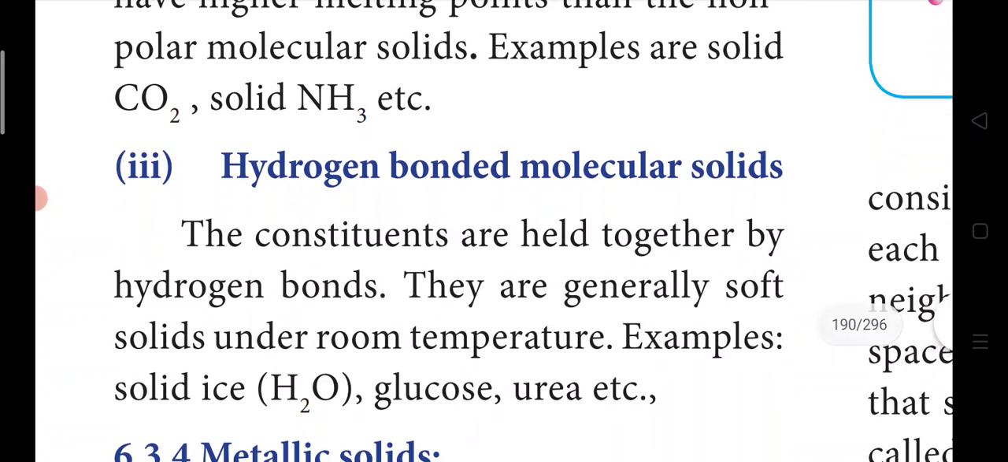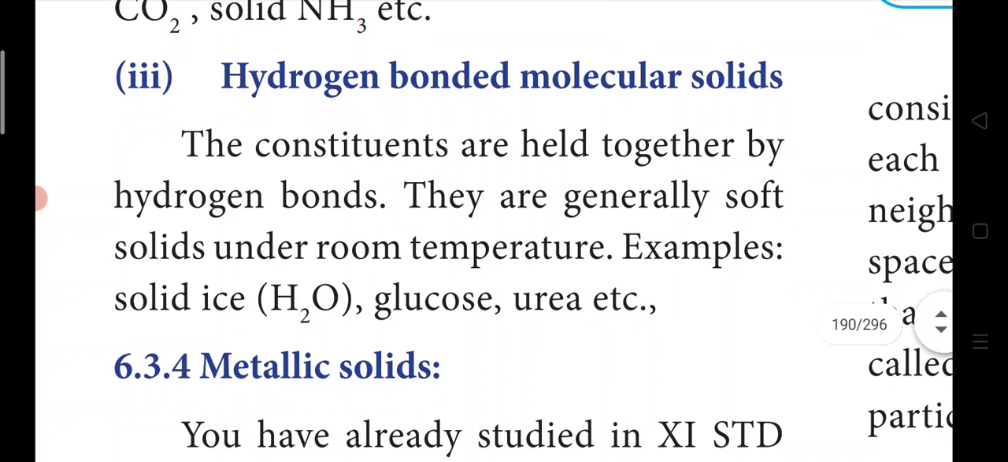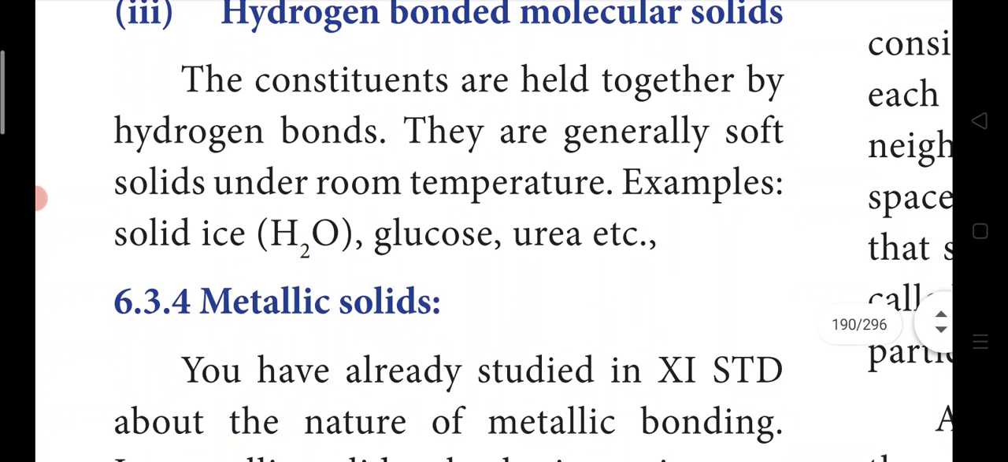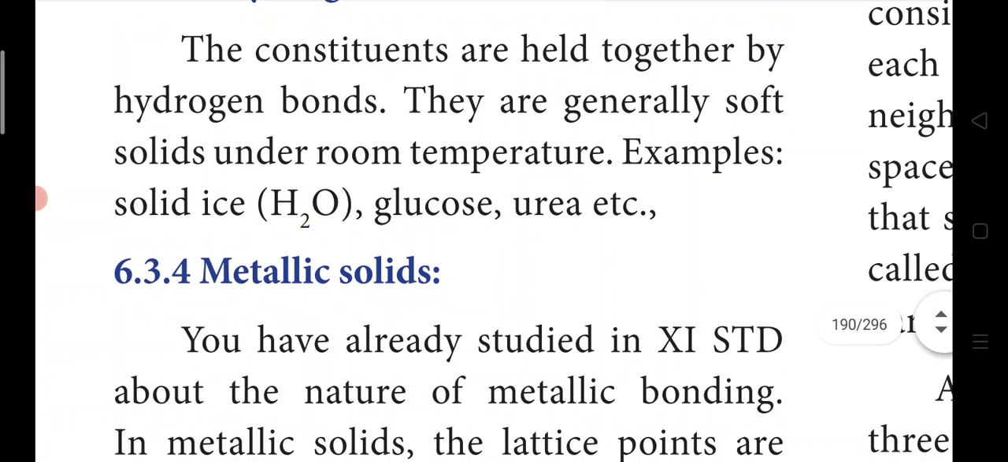And hydrogen-bonded molecular solids: these constituents are held together by hydrogen bonds. So what is a hydrogen bond? Hydrogen bonded to a highly electronegative atom gives rise to the formation of a hydrogen bond. They are generally soft solids at room temperature, and examples are solid ice, glucose and urea.